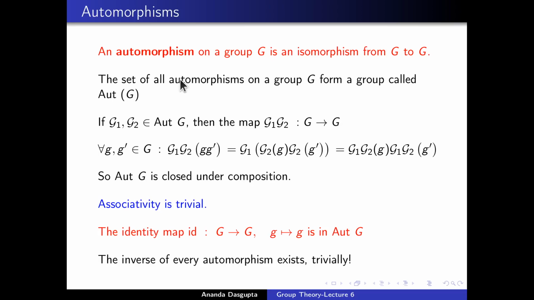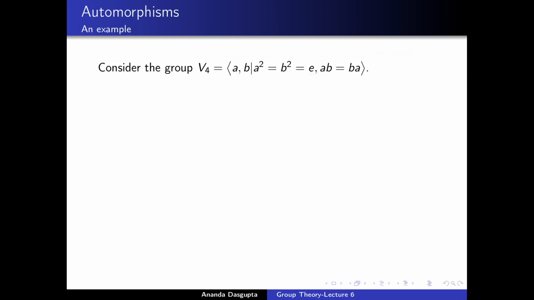Let us now turn to an example of Aut(G) for a particular group G. The group G that we have in mind is a group that we had met before. This is the Vierergruppe V4, or the Klein-4 group, which, let me remind you, is generated by two generators A and B, which obey the relations A squared and B squared equal the identity, and A and B commute, so that AB equals BA.